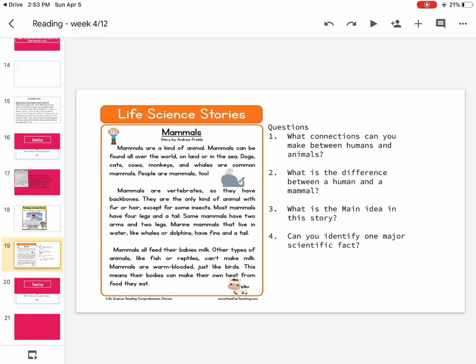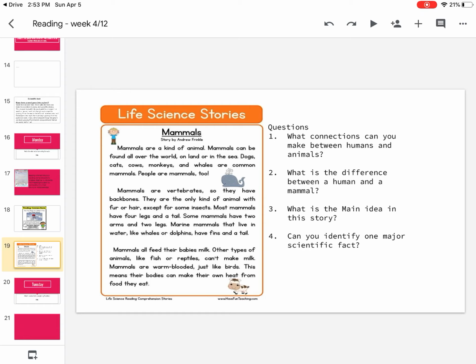So mammals are a kind of animal. Mammals can be found all over the world, on land or in the sea. Dogs, cats, cows, monkeys, and whales are common mammals. People are mammals too. Mammals are vertebrates, so they have backbones. They are the only kind of animal with fur or hair, except for some insects.